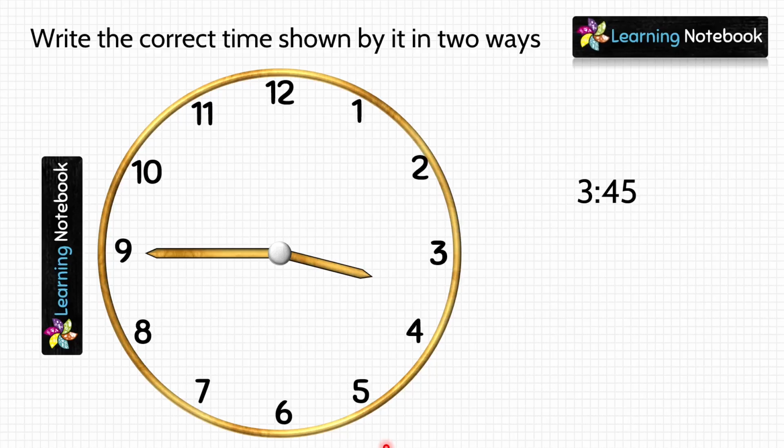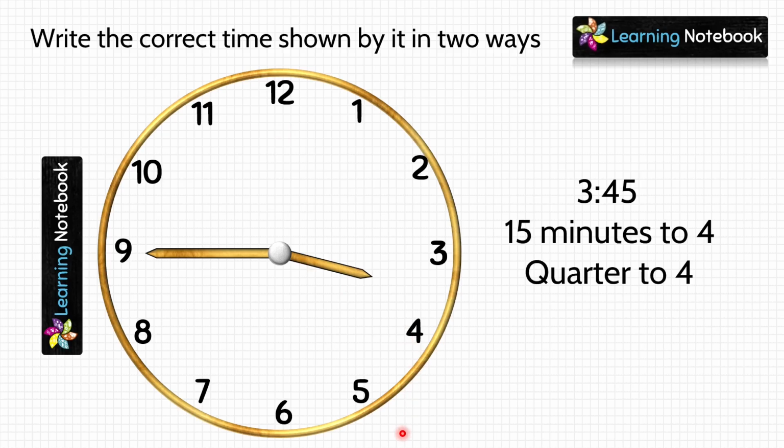Now let's read this time in the second way. Here, students, this minute hand is on the left side of the clock. So we will read the time as dash minutes to next hour. So minutes remaining to next hour are 15 minutes. So time is 15 minutes to 4, or we can call it quarter to 4.